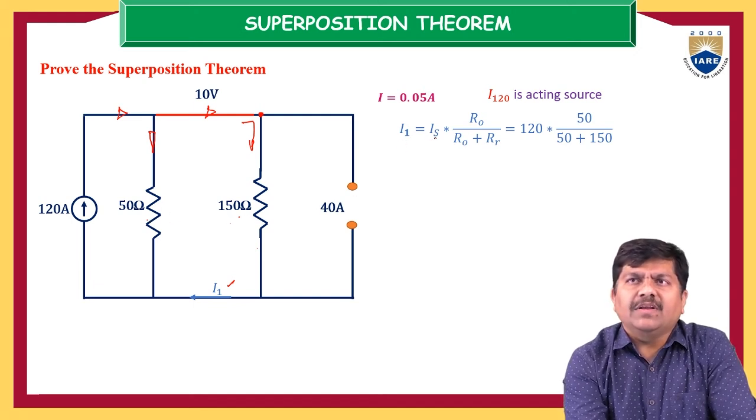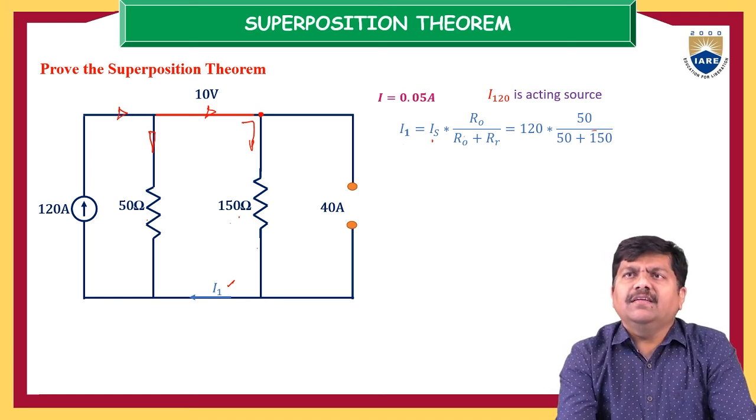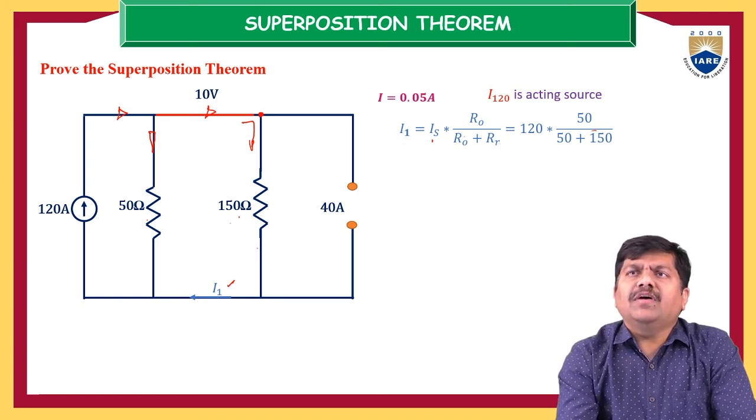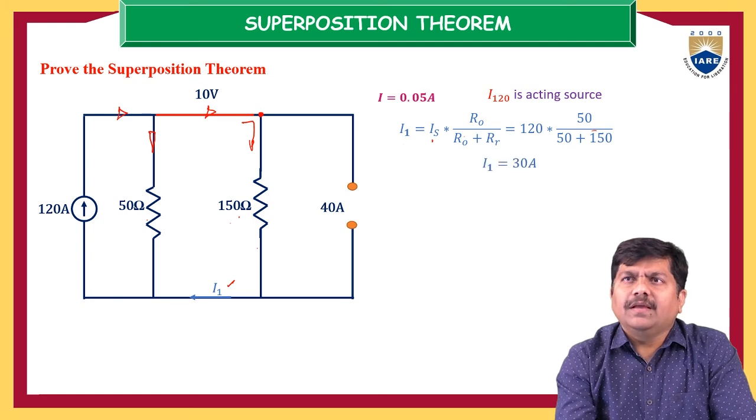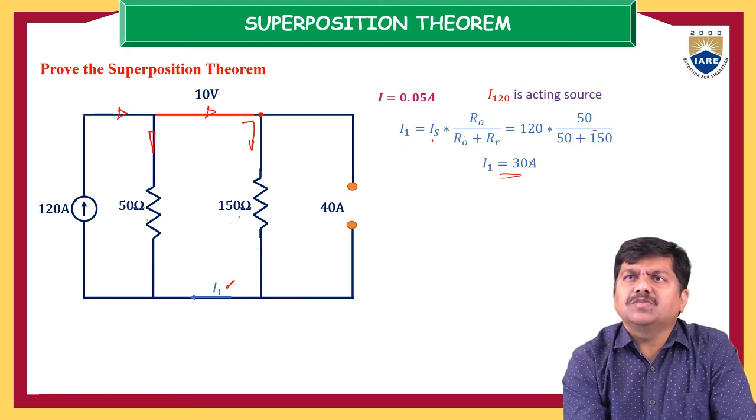So I1 is equal to Is, the total current, into the opposite side resistance, that is 120 into the opposite side resistance 50 ohm, divided by 50 plus 150, that is 200 ohm. That is the way of calculating currents whenever two parallel branches are available. So I1 is equal to 30 amps of current. So the current flowing through this 150 ohm is 30 amps. So this is the value.